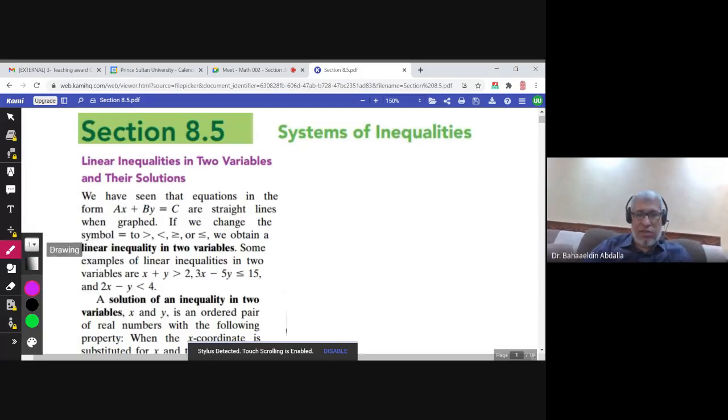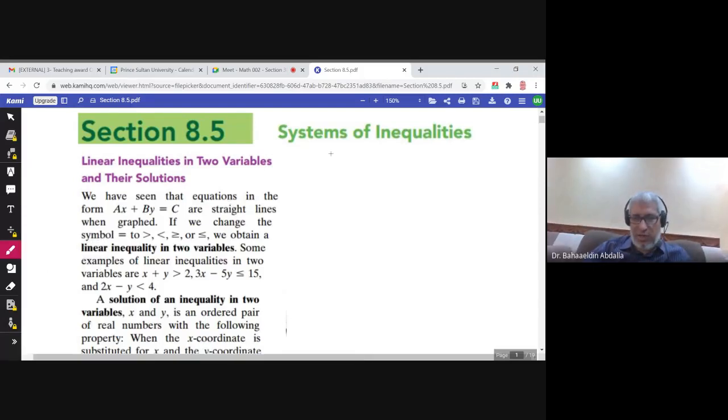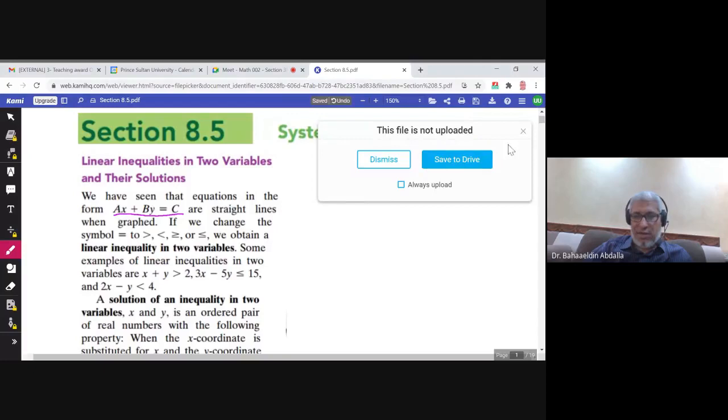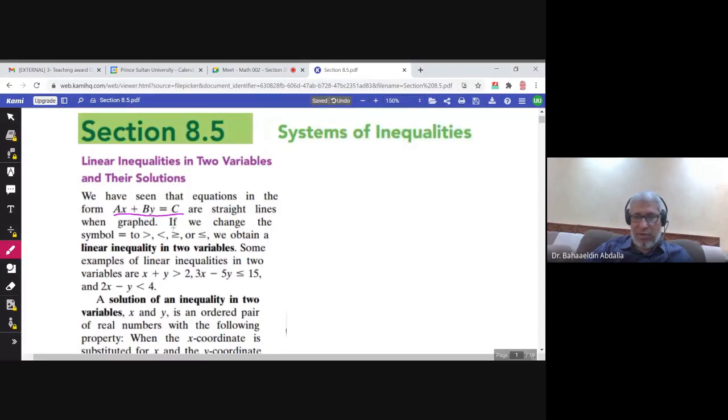This is section 8.5 and it is about systems of inequalities. Let us discuss first linear inequalities in two variables and their solutions. We have seen equations like this in 8.1, a straight line ax plus by equals c. We have seen that the graph is a line, and this is called an equation.